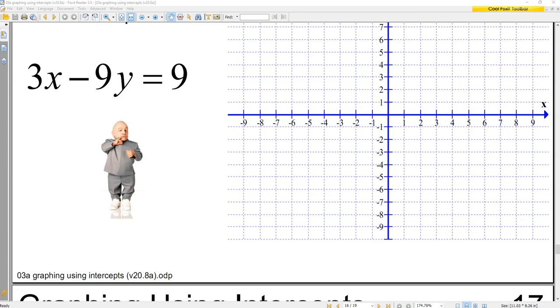Let's do this one. I break it into two mini equations. 3x equals 9, negative 9y equals 9. X equals 3, y equals negative 1. I connect the dots with a line. I just graphed it.